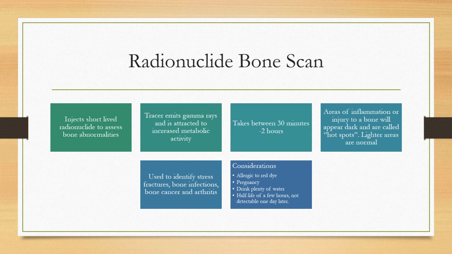Radionuclide bone scan: essentially they inject a radioactive particle into the bloodstream that then emits gamma rays and is attracted to areas with increased metabolic activity. They inject it and wait between 30 minutes to 2 hours. Then areas of inflammation or injury to a bone will appear dark and are called hot spots. This can be used to identify stress fractures, bone infections, bone cancer, and arthritis.